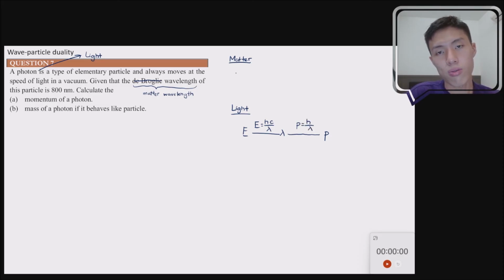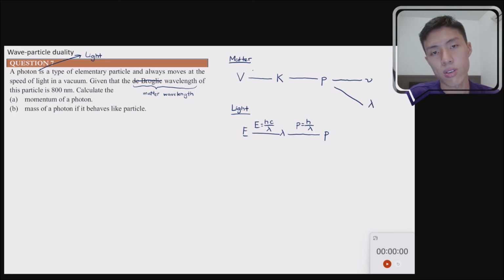For matter, you need to relate a few more things. You need to relate the accelerating voltage V, or accelerating potential V, to the kinetic energy of the particle K, to the momentum P. Then you relate either to the speed v or to the wavelength lambda. So you need to know that K equals eV, K equals P squared over 2m, P equals mv, and P equals h over lambda. This is the kind of mind map that I usually keep in my mind when I solve questions of this particular chapter.